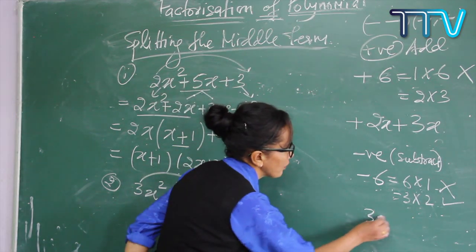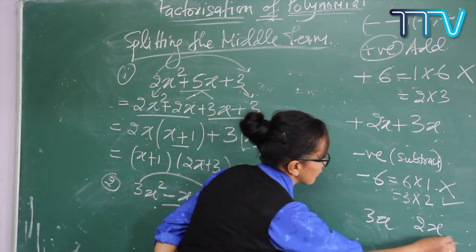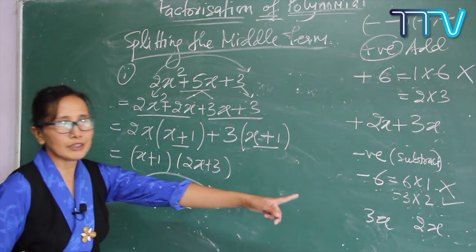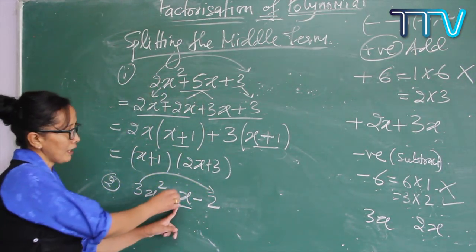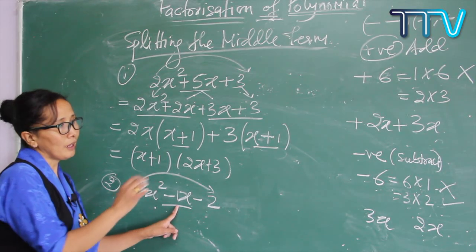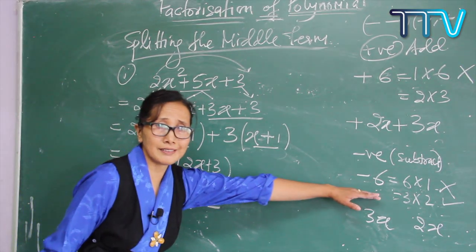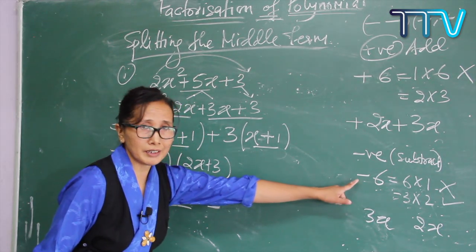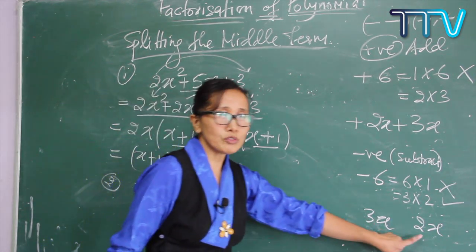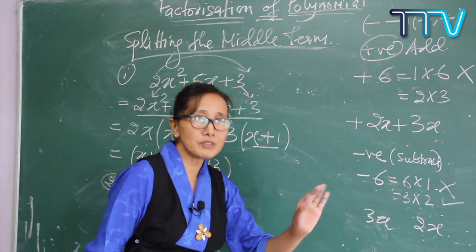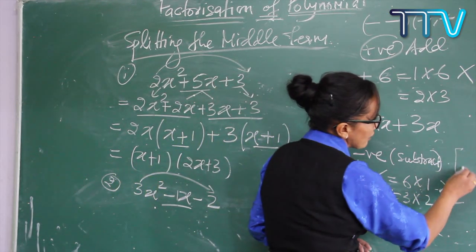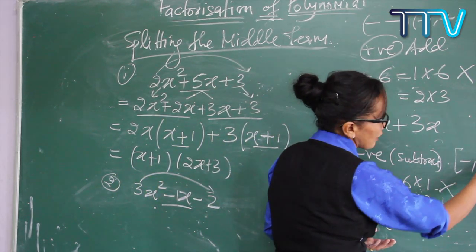Okay, you can write it down, 3x and 2x. Got it? If you subtract 3 and 2, you are exactly getting 1, and here the coefficient is 1. And when you multiply, you are exactly getting 6. Negative means, when you subtract, you have to take one positive and one negative sign. One has to take negative and the other has to take positive.